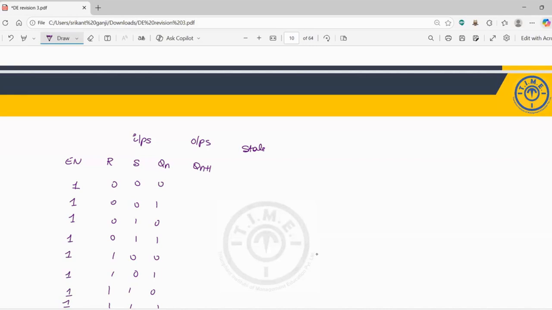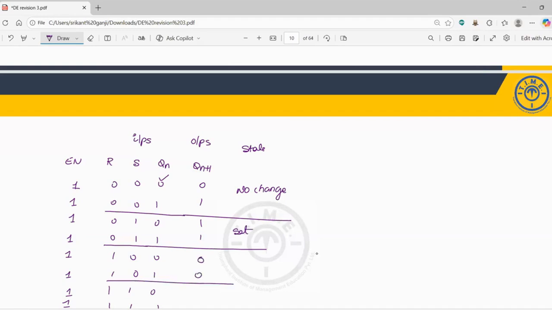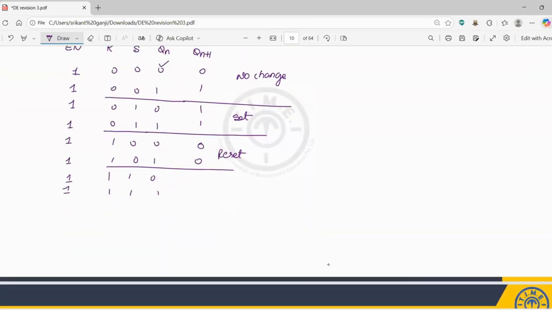So what is the output state? You can observe that for 0 0, whatever the present state is, the same will be displayed here, and I can say that this is no change. For these two inputs, 0 1, whatever the set values are, you can say that this is the set value, and for these two you can take the reset values. And for 1 1, I can say that it is an indeterminate form here.